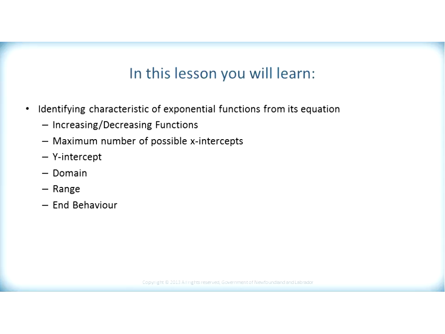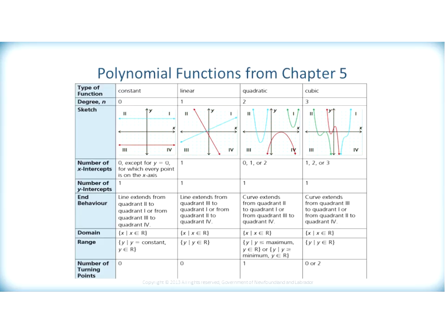end behavior. Last section, in Section 6.1, we investigated the graphs. Now we're going to look specifically at the equations. Let's just recall quickly from the polynomial functions we studied in Chapter 5. We're going to look at similar characteristics like the number of x-intercepts, y-intercepts, end behavior, domain, and range. We had 4 polynomial functions we looked at in Chapter 5: constant, linear, quadratic, cubic.